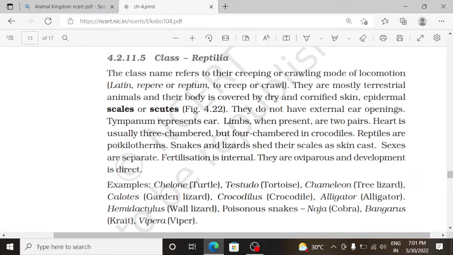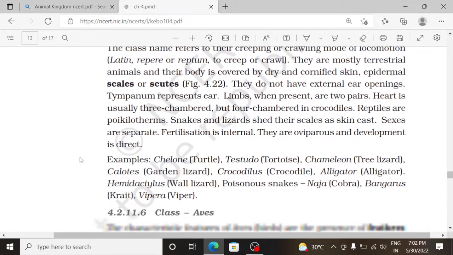Heart is usually three chambered but four chambered in crocodiles. Crocodiles are an exception in Reptilia, that they have a four chambered heart. Reptiles are poikilotherms. Snakes and lizards shed their scales as skin cast. Sexes are separate. Fertilization is internal. They are oviparous and development is direct.